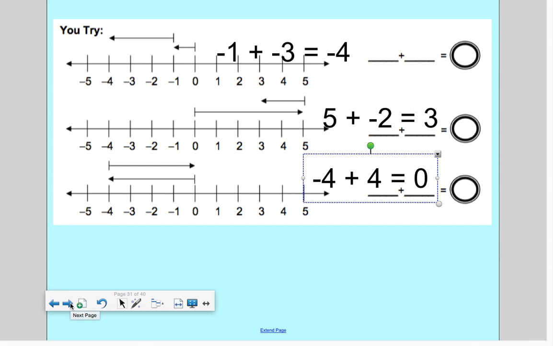So hopefully you have a greater understanding of how to add integers using counters and using number lines, and do it mentally in your head.